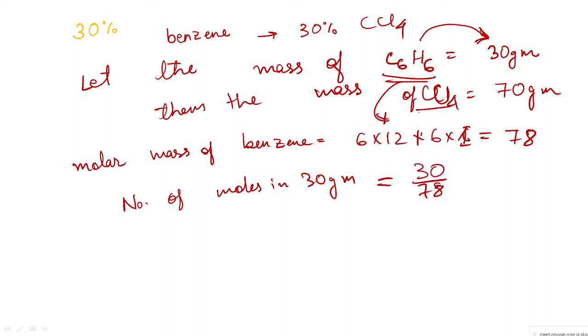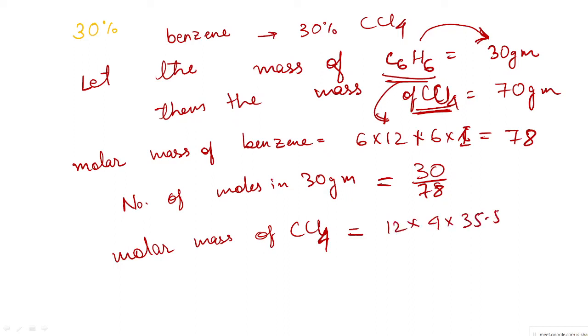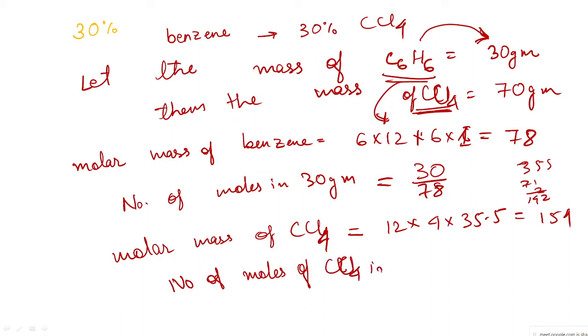Similarly, you have to calculate the mass of CCl4 now. So the molar mass of CCl4 will be equal to 12 plus 4 into 35.5. Now 35.5 into 2 is 71, so 71 into 2 will be 142, plus 12, this will be equal to 154. So similarly, now you will calculate the number of moles of CCl4 in 70 gram. The number of moles of CCl4 in 70 gram will be equal to 70 by 154.